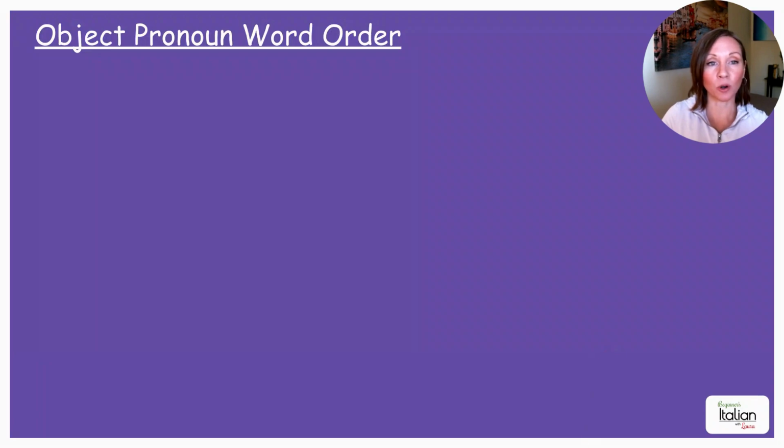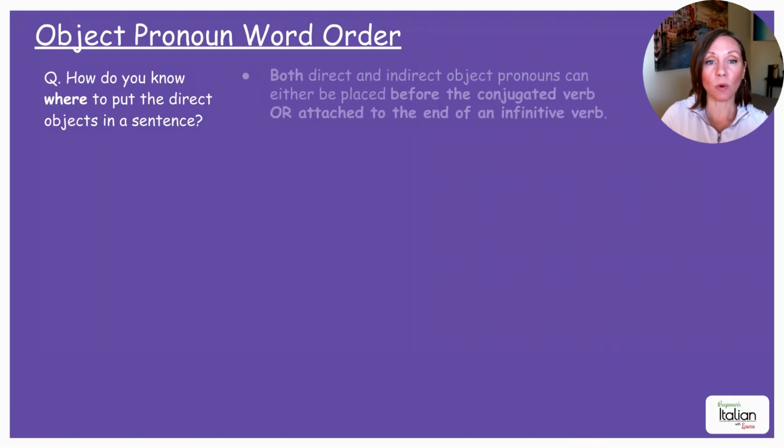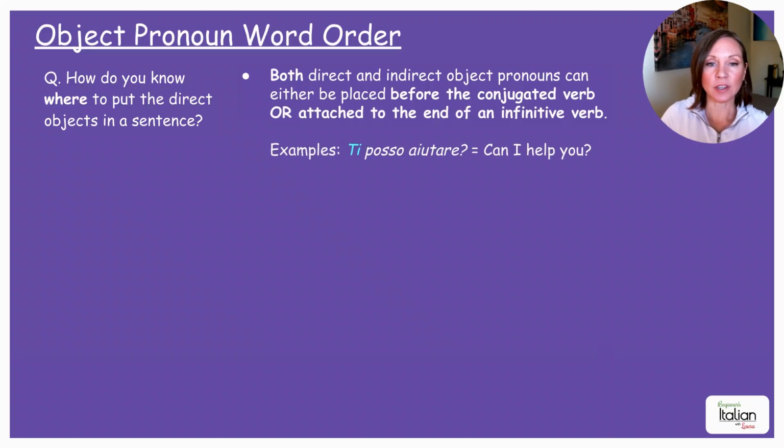Okay, object pronoun word order. How do you know where to put the direct objects in a sentence? Both direct and indirect object pronouns can either be placed before the conjugated verb or attached to the end of an infinitive verb. For example, you can say, Ti posso aiutare? Can I help you? So we put it before the verb, ti posso, before the conjugated verb.